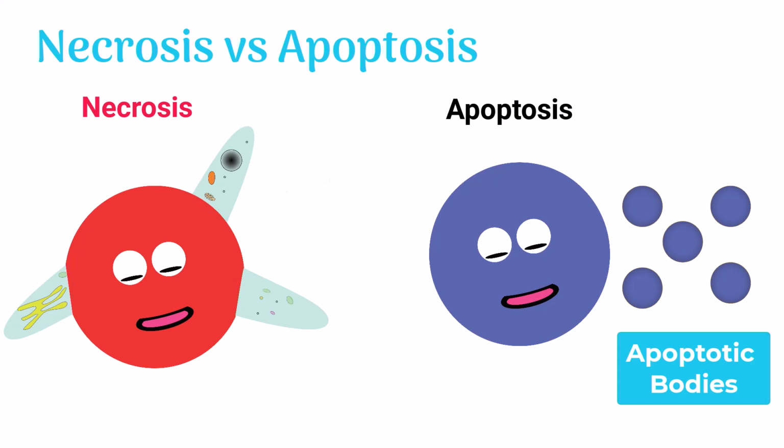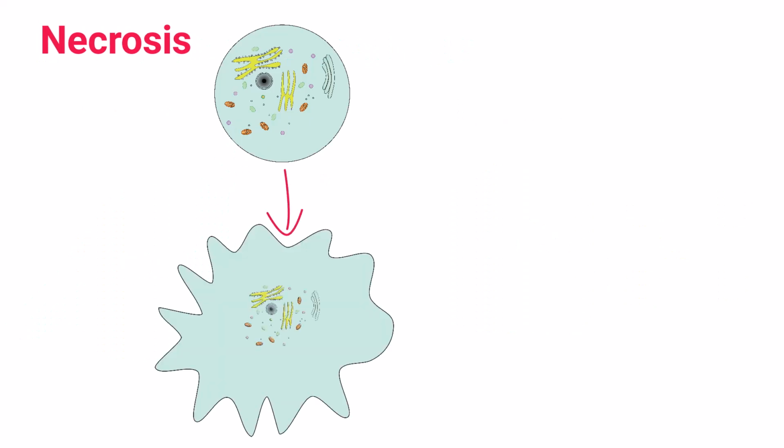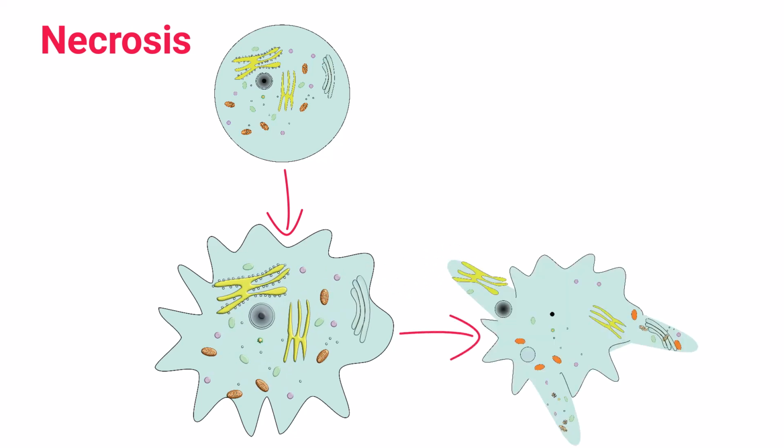Let's see how it happens. In necrosis, the cell membrane expands in size. Other cellular organelles also puff up. This makes the cell burst up and the inner contents of the cell come out.